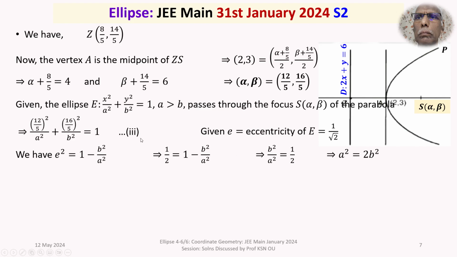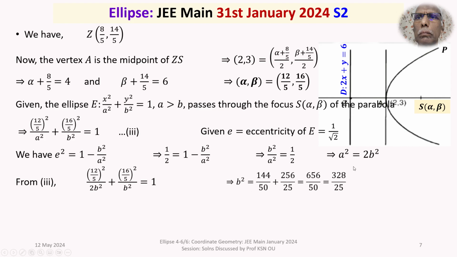Now go to equation 3. Substitute 2b square for a square in equation 3. From 3, (12 by 5) whole square by 2b square plus (16 by 5) whole square by b square is equal to 1. From this, we can very easily solve for b square. So b square is equal to, we have solved, and we got 328 by 25. How to solve we have shown here. Right, b square is known.